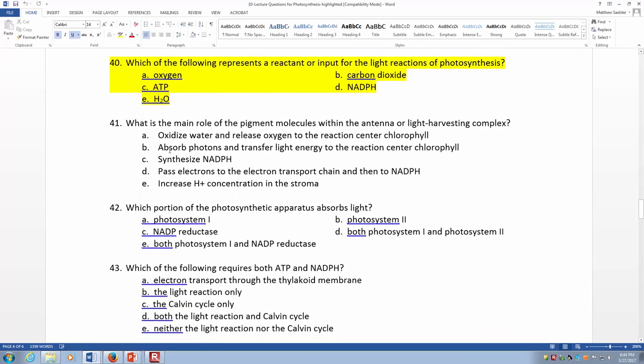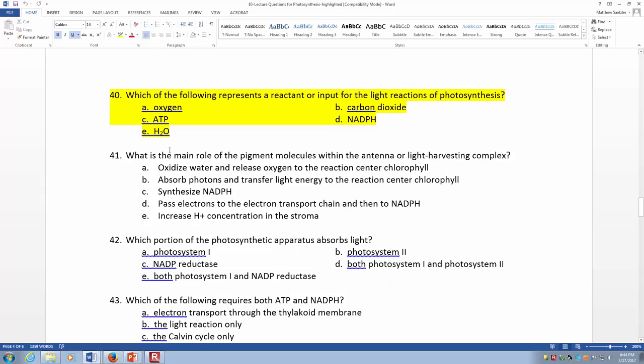Okay, 40, which of the following represents a reactant or input for the light reactions of photosynthesis? No. So carbon dioxide is a reactant for the Calvin cycle, but not for the light reactions. E? Right, E, water. Okay, so ATP, oxygen, and NADPH are all products. Carbon dioxide is a reactant, but it's a reactant for the Calvin cycle, not the light reactions.